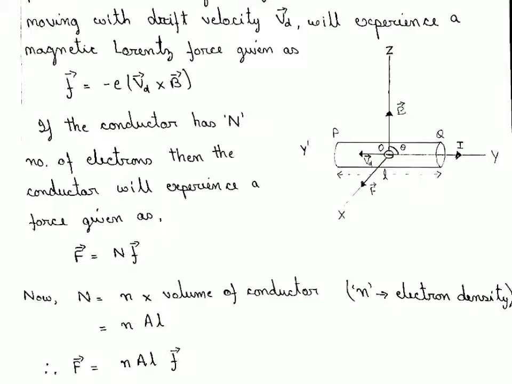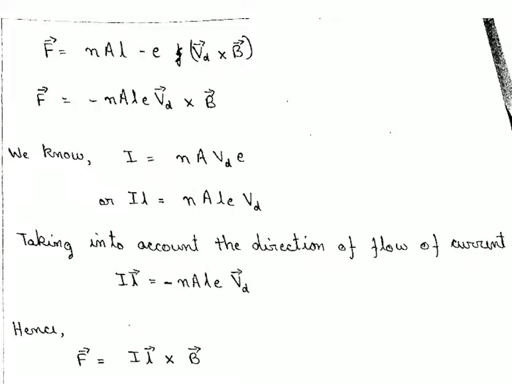So here capital N is equal to nAL, and putting the value of this capital N in the above equation, we get F vector equal to nAL times small f vector. And again, putting the value of this small f vector, we will get minus nALe Vd cross B.